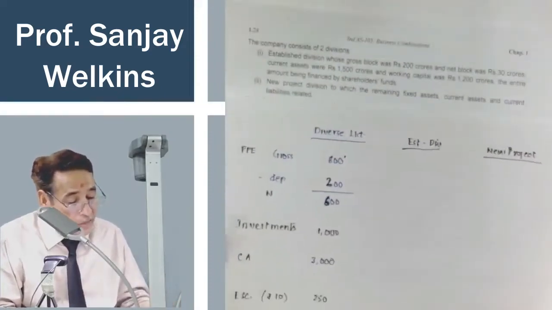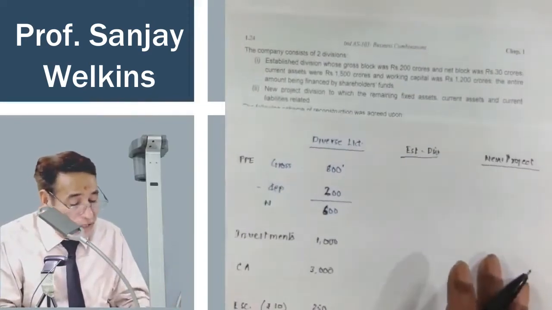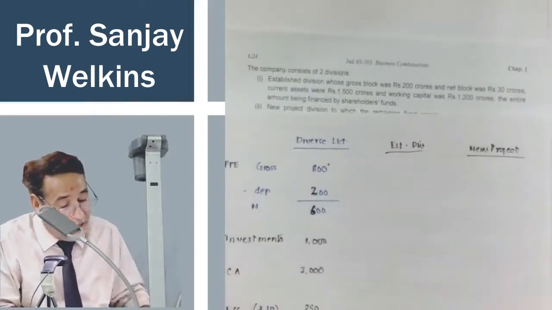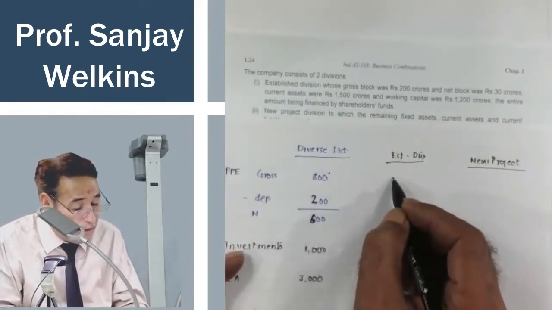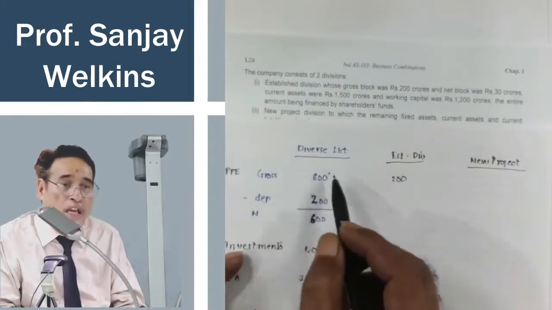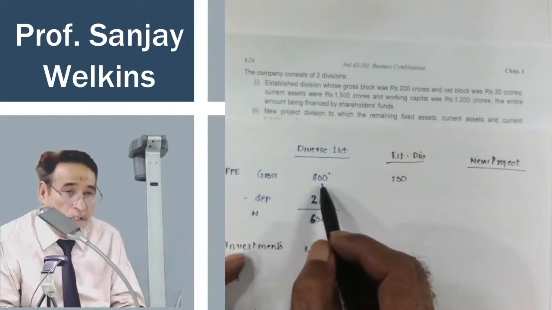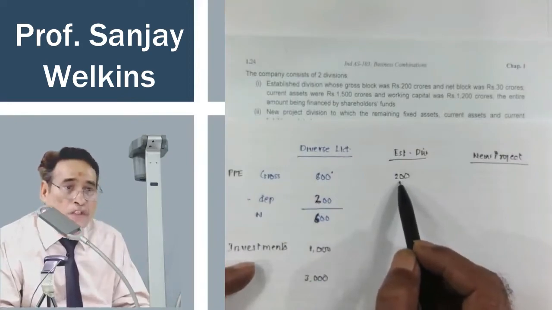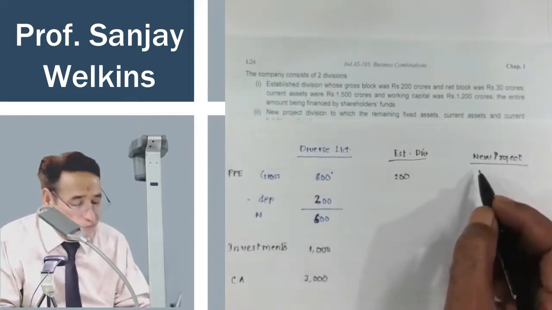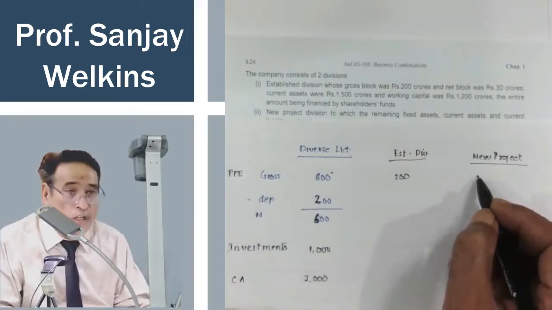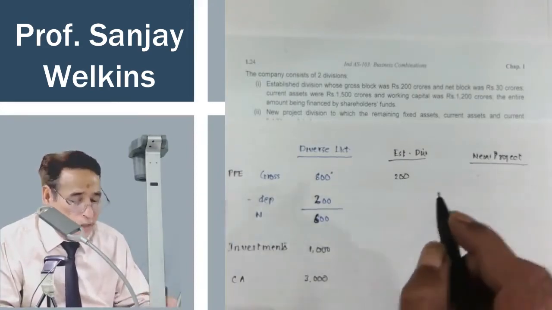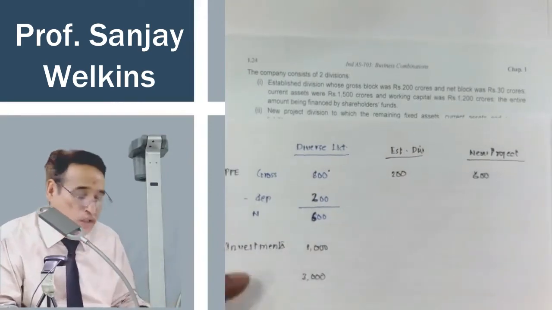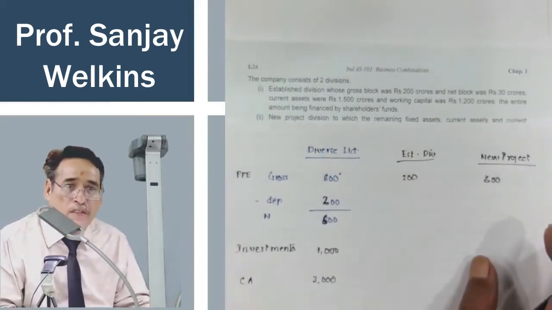Now as far as the establishment division is concerned, we have been given that gross block is 200. Actually, this organization has gross block to the extent of 800. However, here it is mentioned that this division has gross block of 200. That automatically leads us to the fact that the other division must be having gross block. Gross block means property, plant and equipment at cost. So 800 minus 200, the other division must be having gross block to the extent of 600. It can be safely assumed, isn't it?